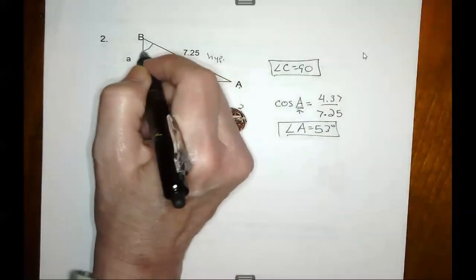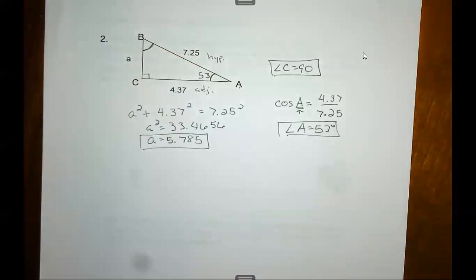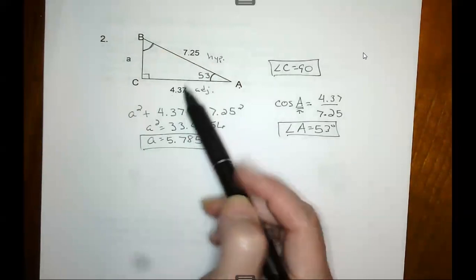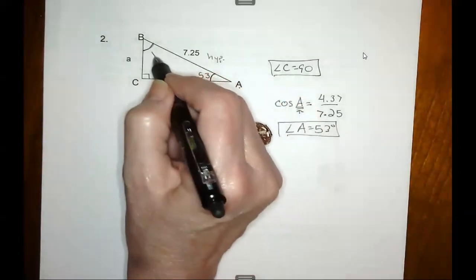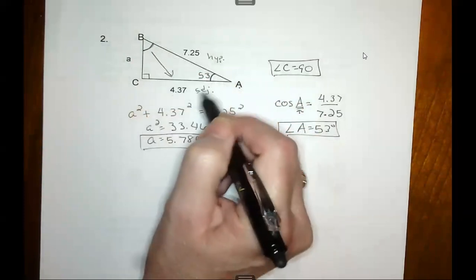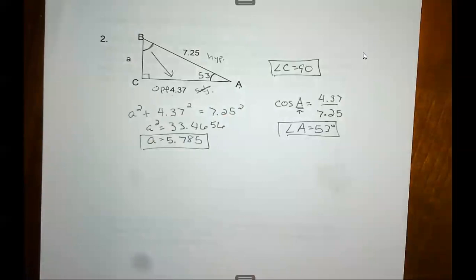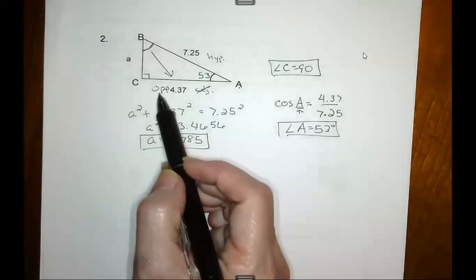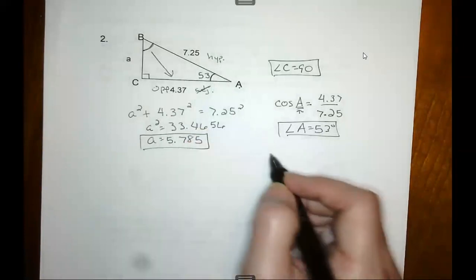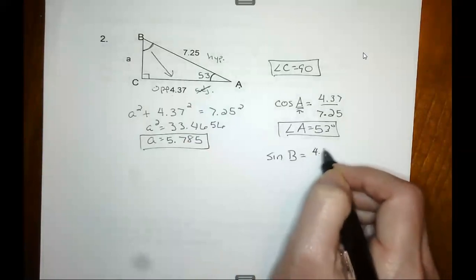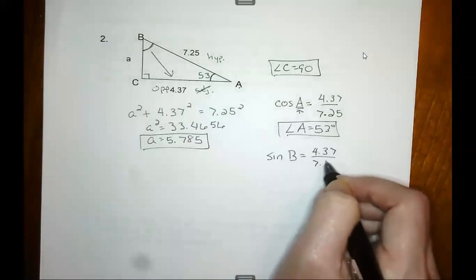But instead, I want to go ahead and practice with our trig one more time. If I'm going to use my trig, these are still the only two sides that I have. But this time, this 4.37 would not be the adjacent. It would be the opposite of angle B. And the hypotenuse is still the hypotenuse. So if I use for angle B opposite over hypotenuse, I'm using the sine ratio. So sine of angle B is 4.37 over 7.25.